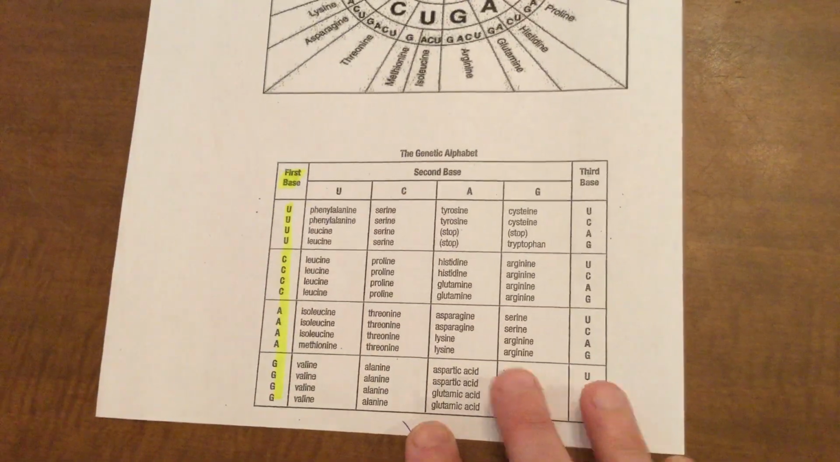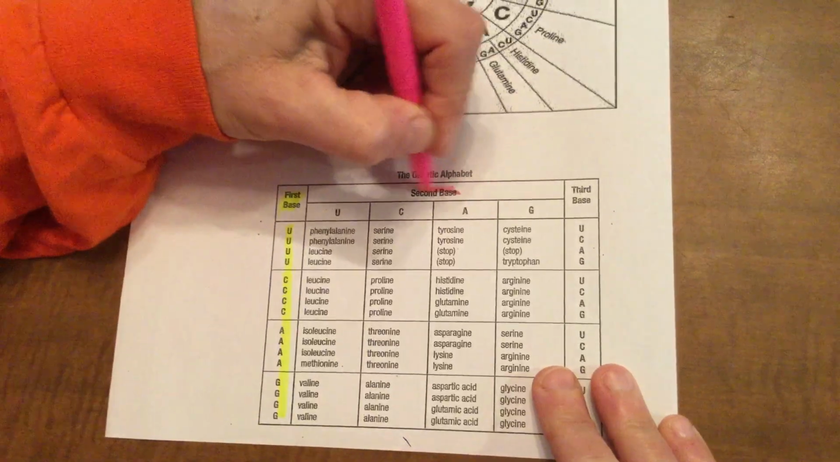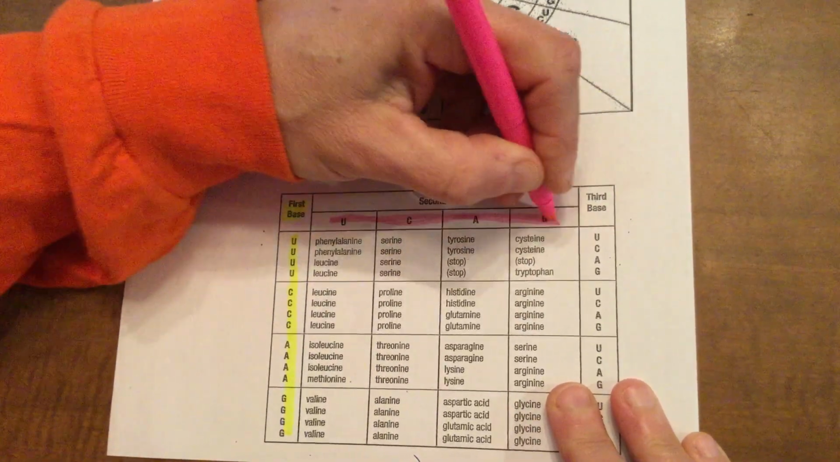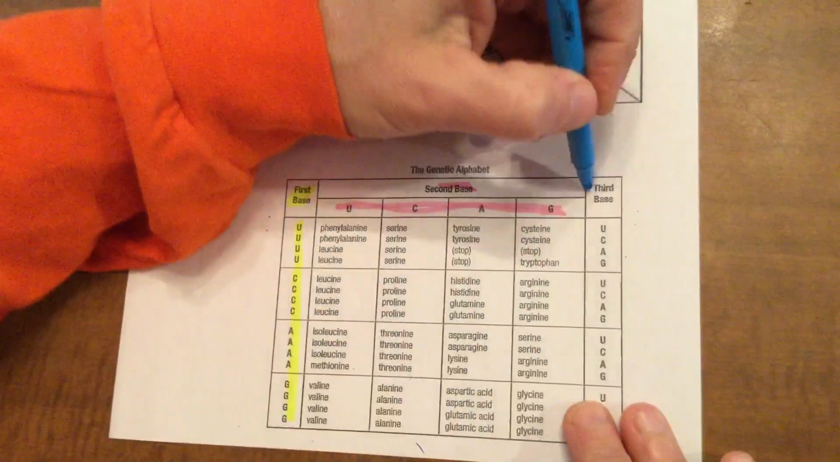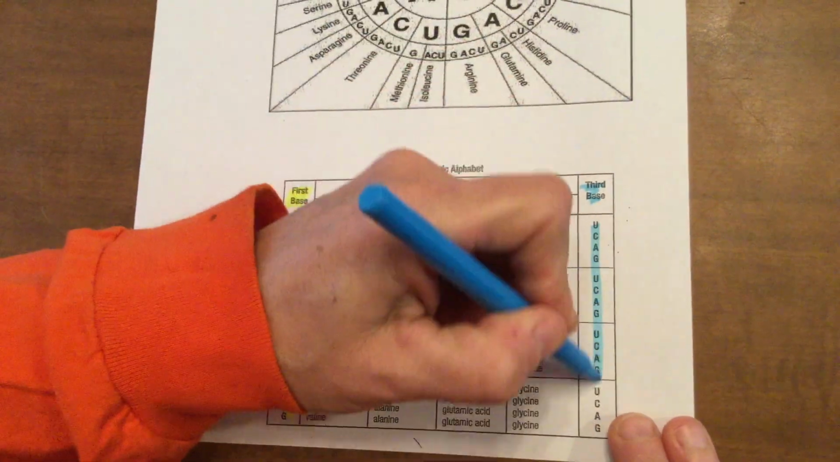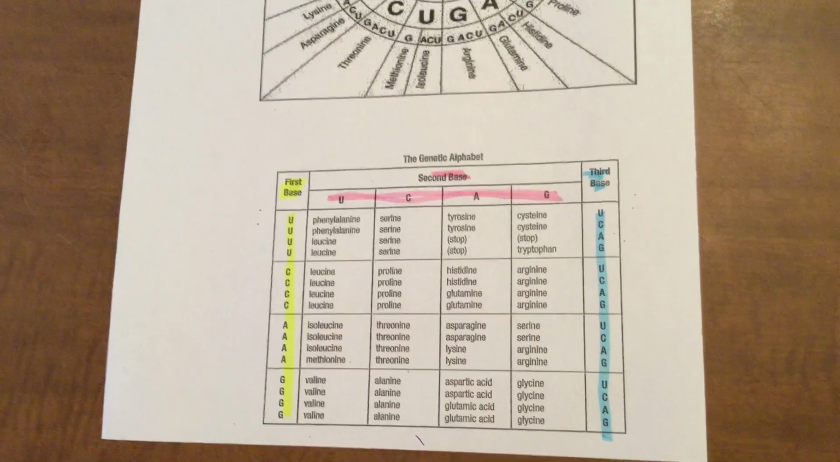My second base pair is going to be across the top. And I'm going to connect them all here in a moment. Where do they all meet up? And my third base pair is down the far side. It gives you the same exact information. I want you guys to be familiar with it.